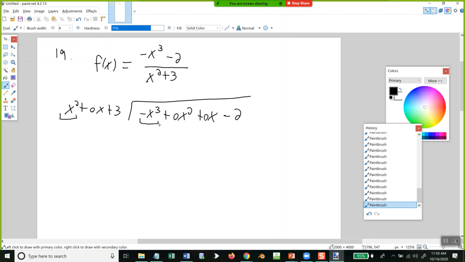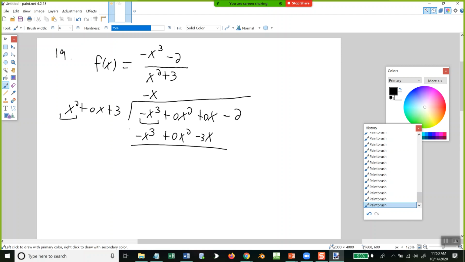Okay, take a look at the first term of each side. What goes up on top? We ask ourselves what times x squared gives us negative x to the third, and that'd be a negative x. Negative x times x squared is negative x to the third. Negative x times 0x gives us 0, and negative x times x is negative x squared. Negative x times 3 is negative 3x.